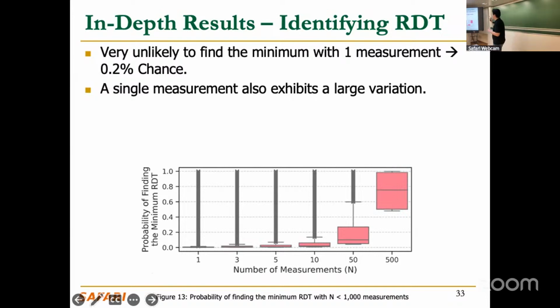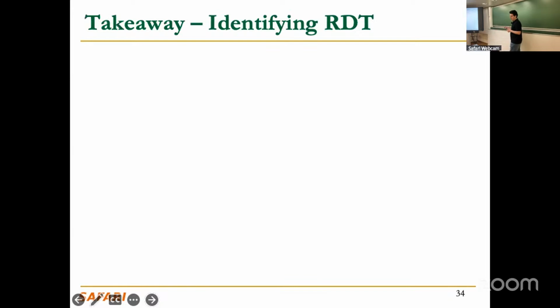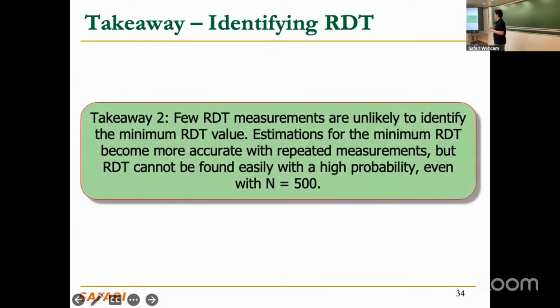If we pick just a single measurement value, our probability starts from 0 and extends continuously all the way to the probability of 1. We can also clearly see here that the probability of finding these threshold values increase with the number of threshold measurements that we do. So if we increase our number of measurements, our minimum probability also increases, as well as our variation gets lower across the board. So that brings me to the second key takeaway from this, that few measurements are unlikely to identify the threshold value that we search for.